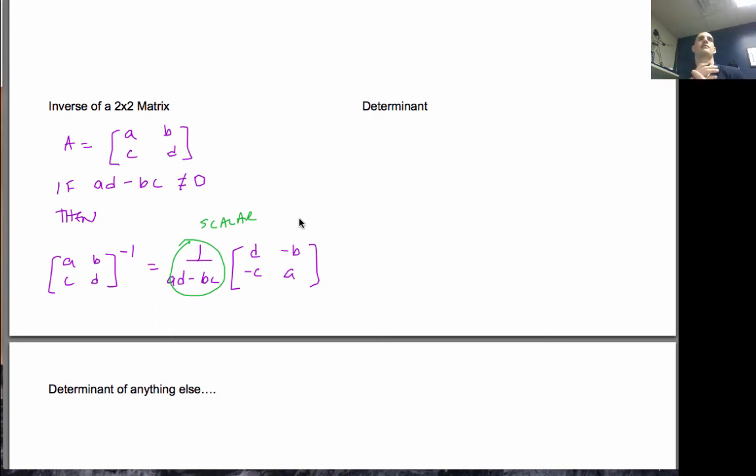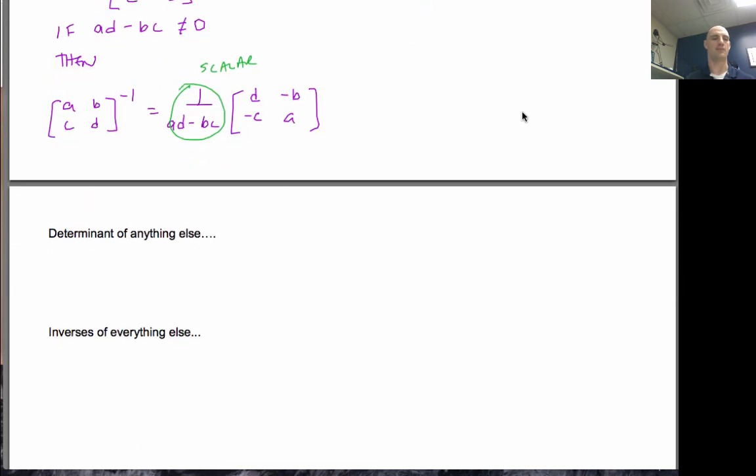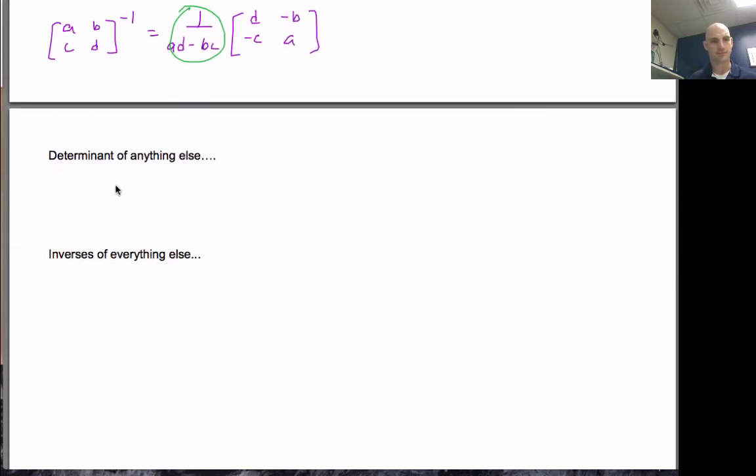You can use your calculator to find this, but for a 2 by 2, you need to be able to do this by hand. And so the determinant is this AD minus BC. That's the part that can't equal 0 because it's on the bottom. For the determinant of anything else, use the calculator, under the matrices part, the det function. The det function is the determinant, and that's how we're going to find the determinant of A.